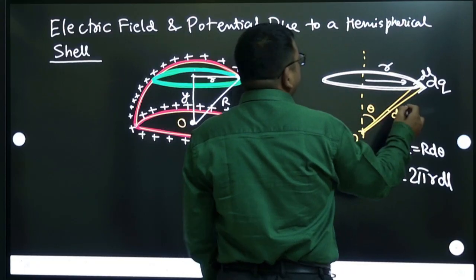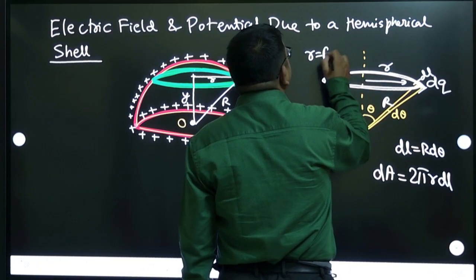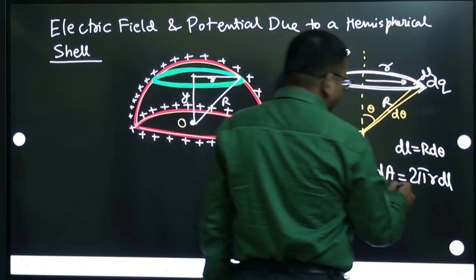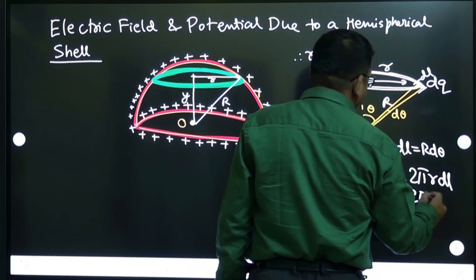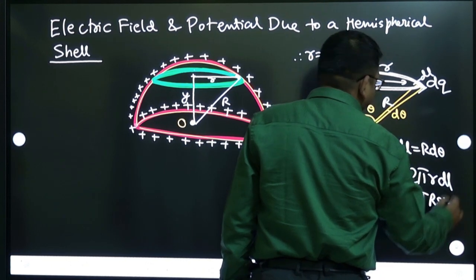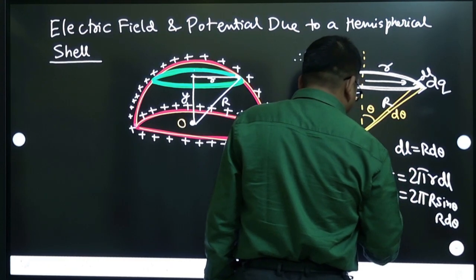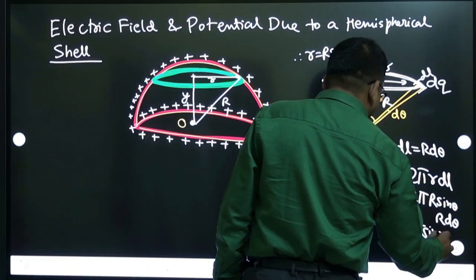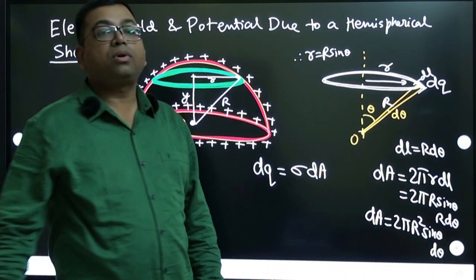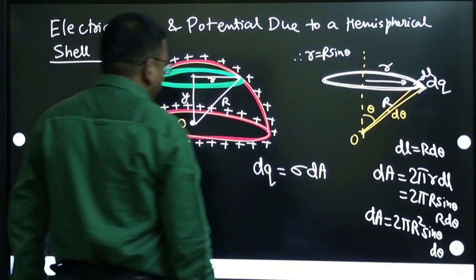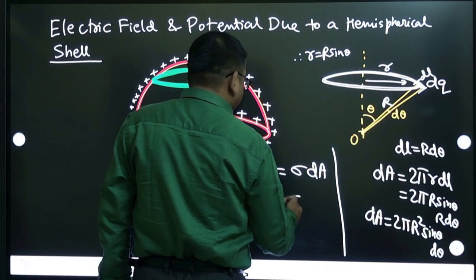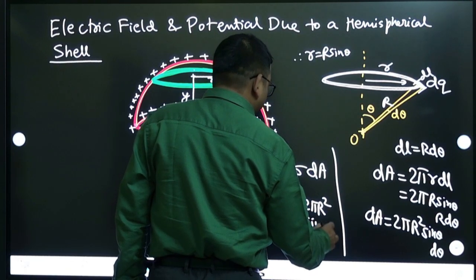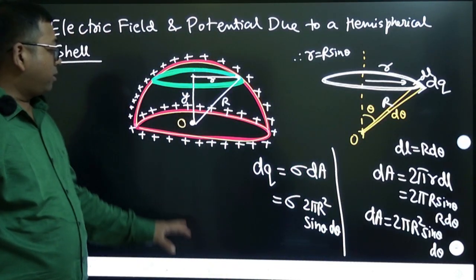Also note that this is capital R, so small r can be written as capital R sine theta. So dA can be written as 2 pi small r, which is capital R sine theta, times dl, which is R d theta. So from here dA you got as 2 pi R square sine theta d theta. Now once you got this area, you can substitute the charge: sigma into dA, which is 2 pi R square sine theta d theta. Now you got the charge.